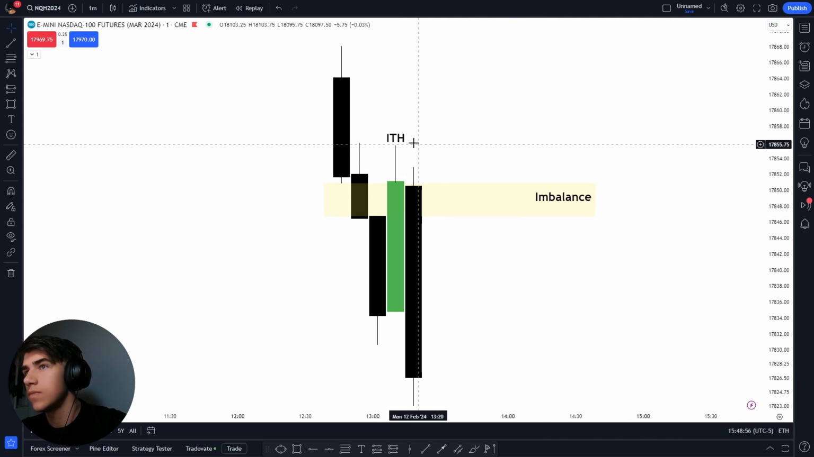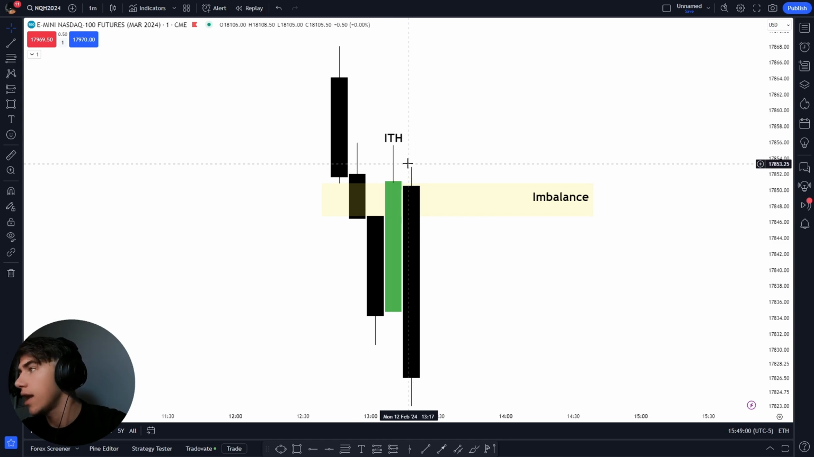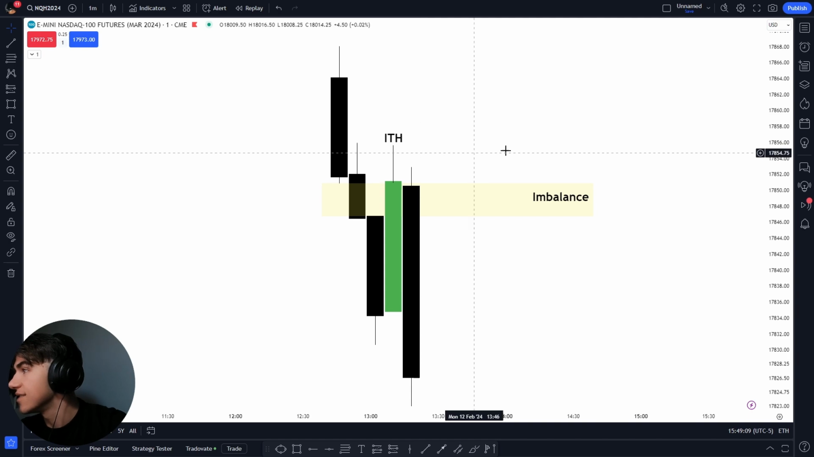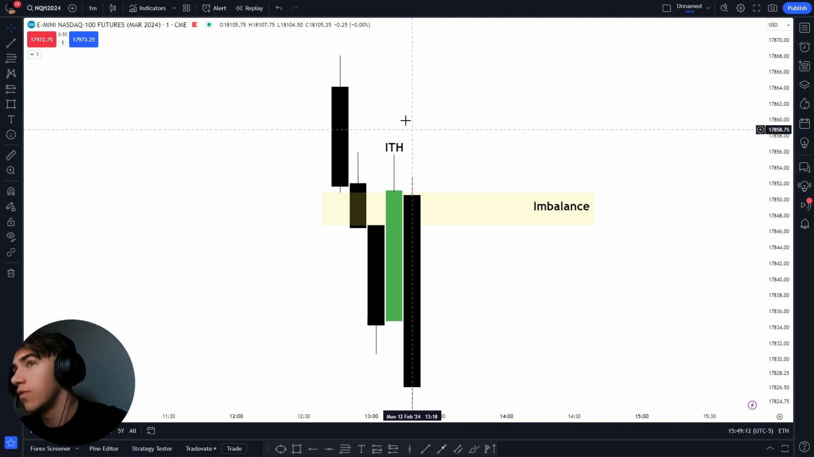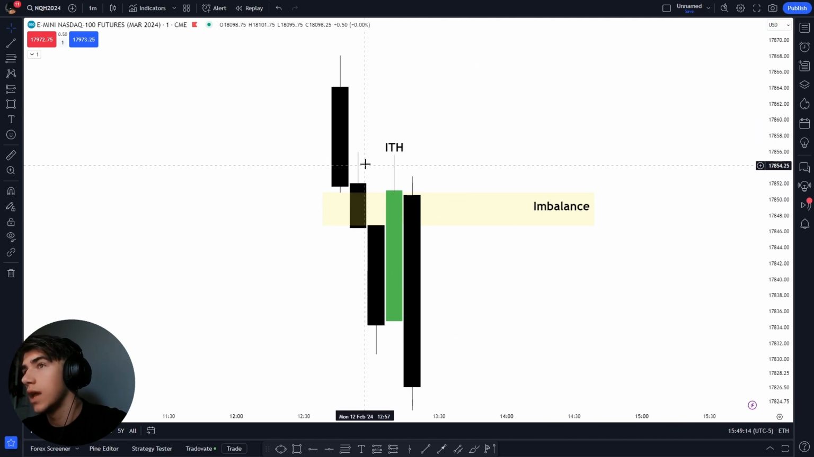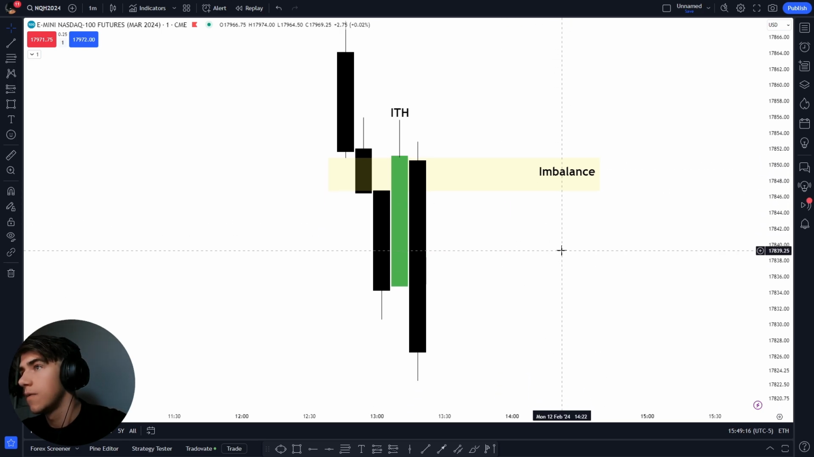So this right here would be an intermediate term high because it is a high that filled an imbalance, and it is a swing high, meaning that this high is higher than this high right next to it, and this high is also higher than the candle next to it, right? That is what a swing high is, right? And that is needed in order for an intermediate term high to form. A swing high that fills an imbalance.